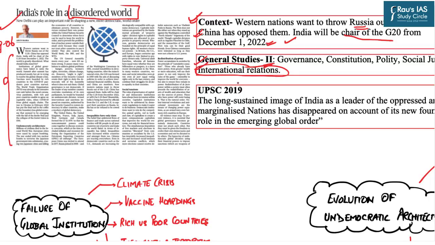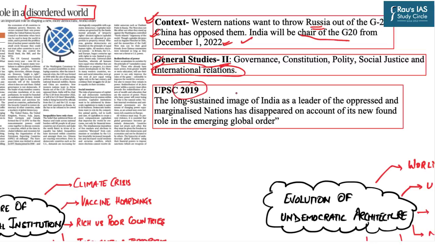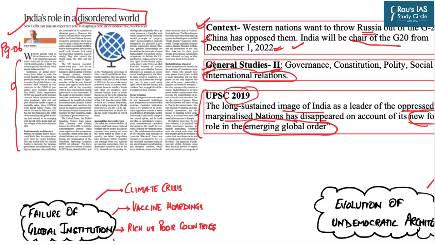For example, in 2019 mains, UPSC asked this question. The long sustained image of India as a leader of the oppressed and marginalized nations has disappeared on account of its new-found role in the emerging global order. Now, the basic theme of this question is also talking about India's role in the changing global order. And that perspective can be reflected in this particular article also. So that is why we will discuss this article in great depth.